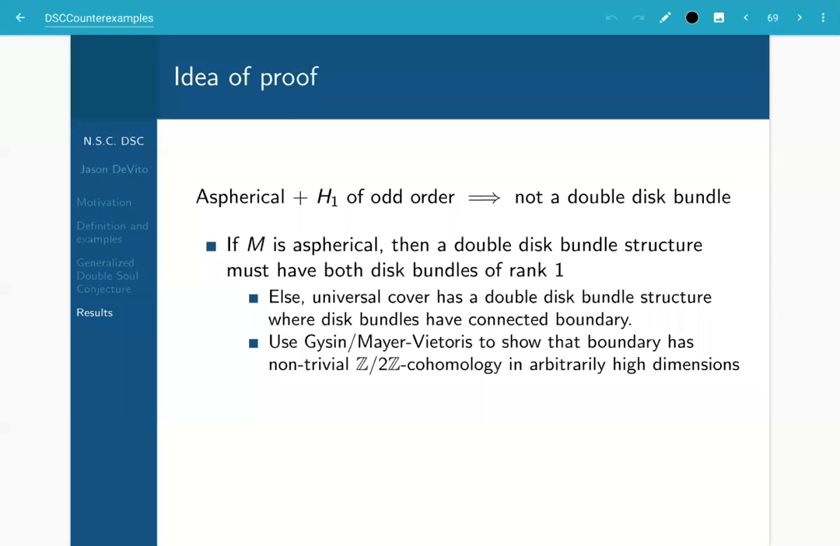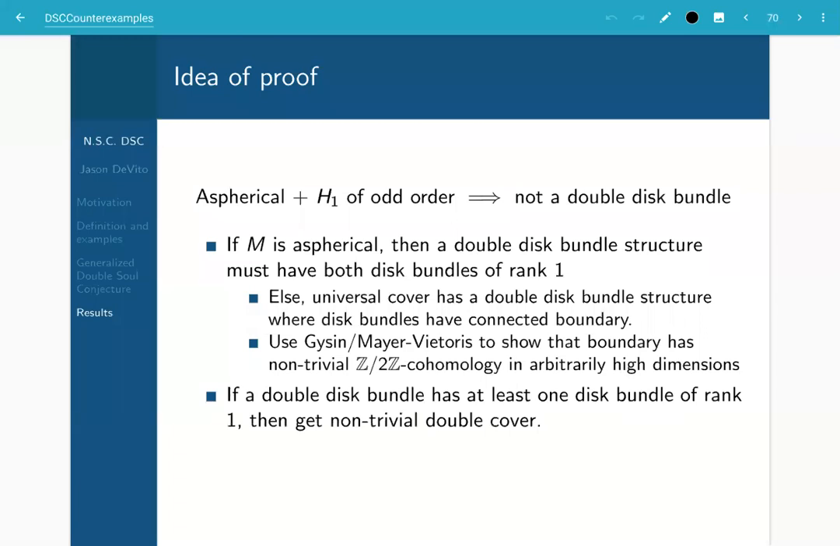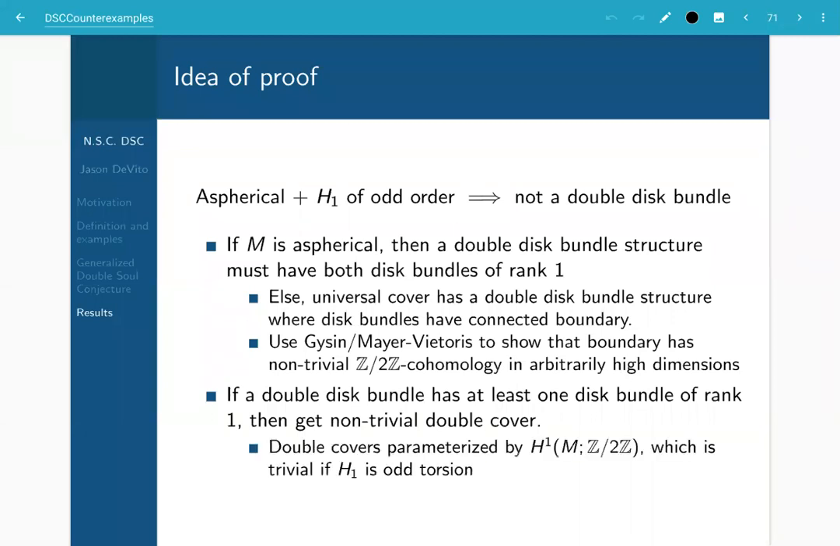Okay, so that tells you aspherical things, if they're double disk bundles, then both disk bundles have to have rank 1. How do we use that to get an obstruction using this H1? Well, we're just going to use, again, some simple topology here. So as I said from the key observation, once you're in this rank 1 case, you start getting double covers, and double covers are parameterized by the first cohomology of your manifold with Z2 coefficients. The way I like to think about this personally is a double cover is nothing but an S0 bundle, and you just complete that fiber into an interval, and then you end up with a line bundle over your space, and these are parameterized by H^1(M; Z2). So we have this parameterization, and then you just use universal coefficients.